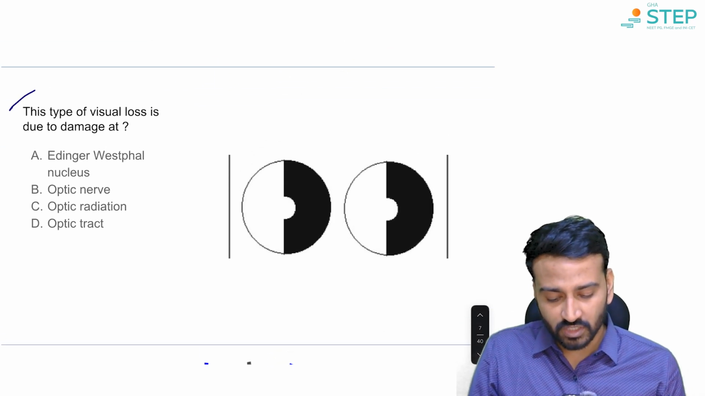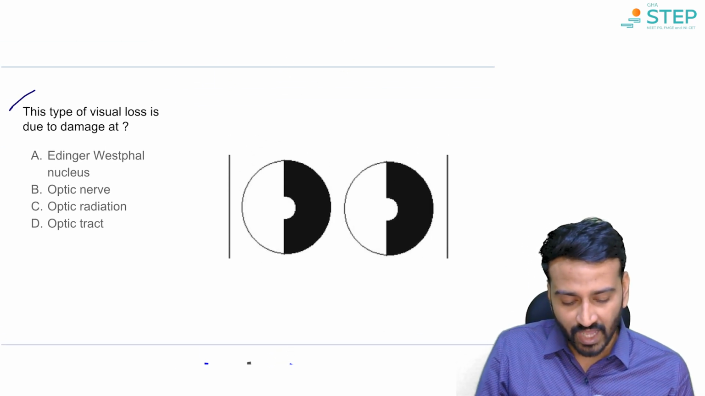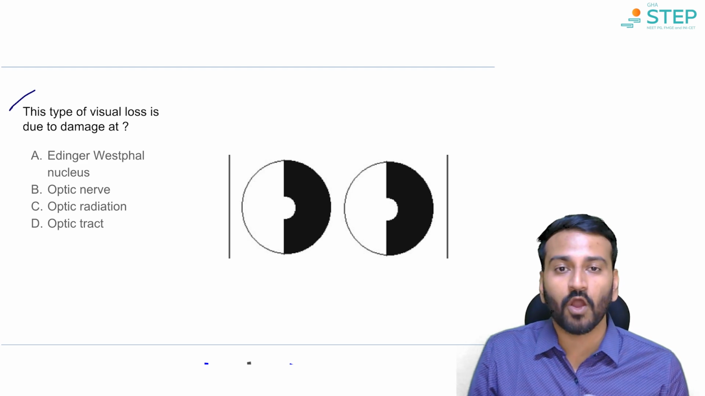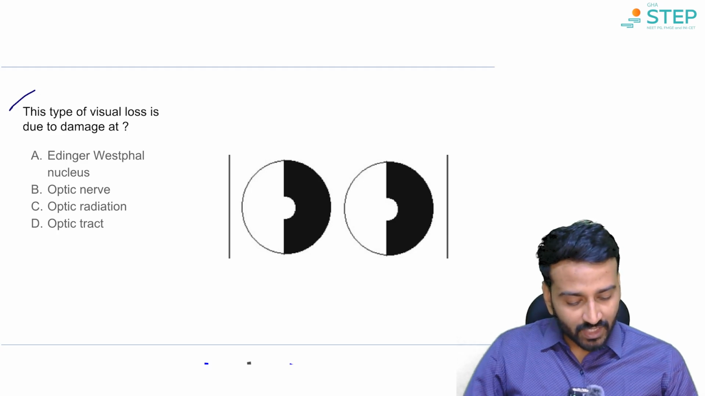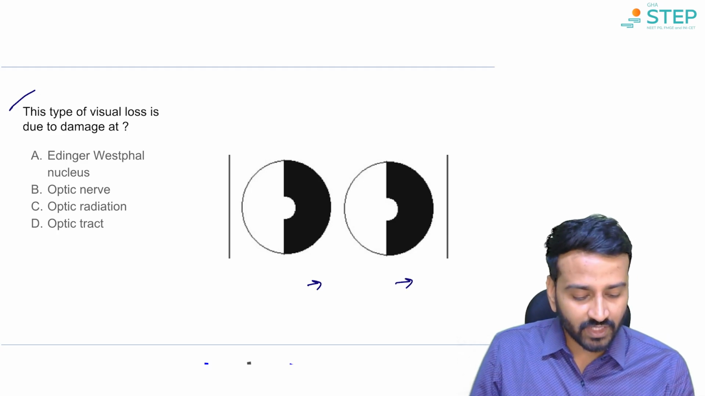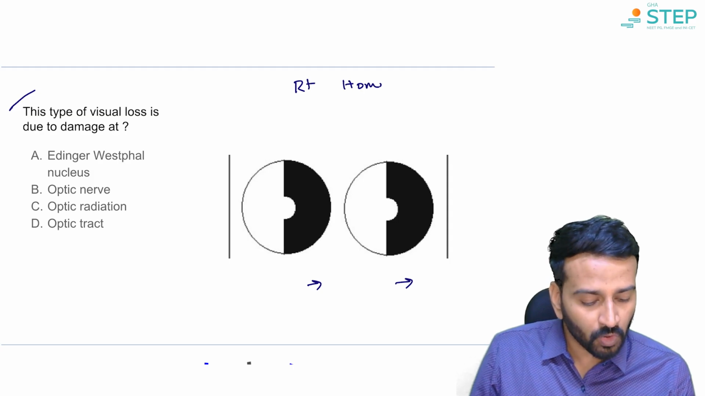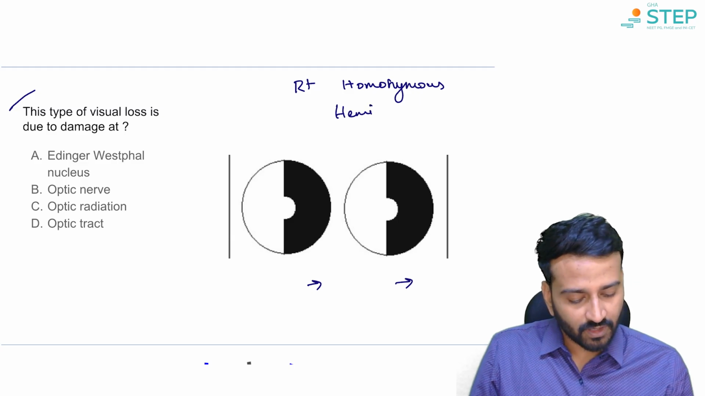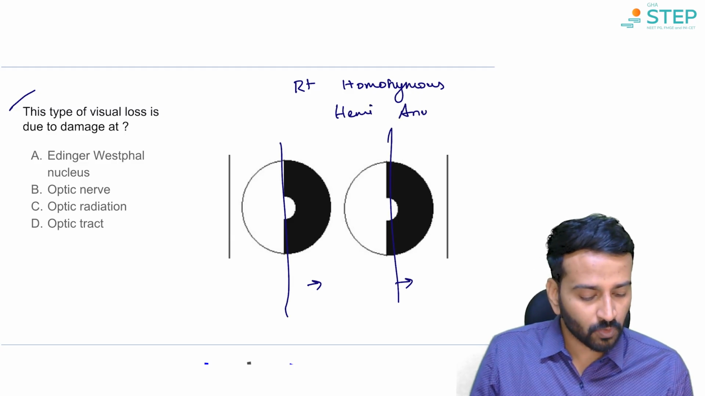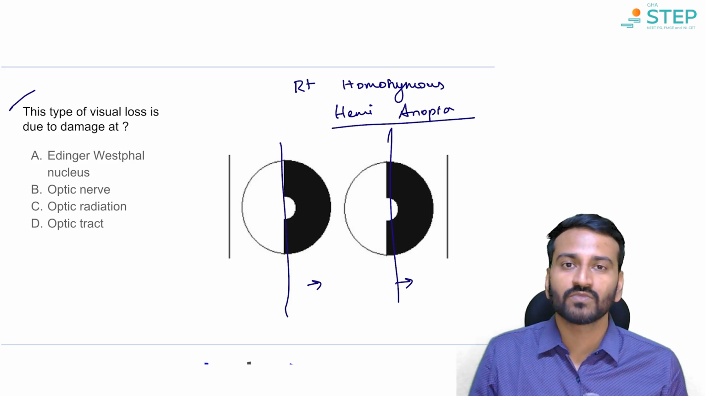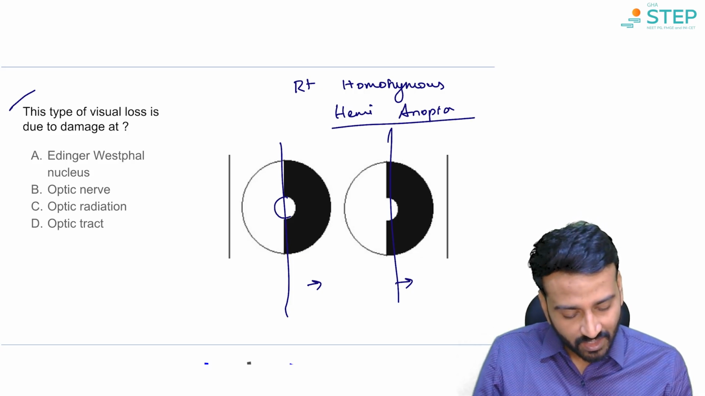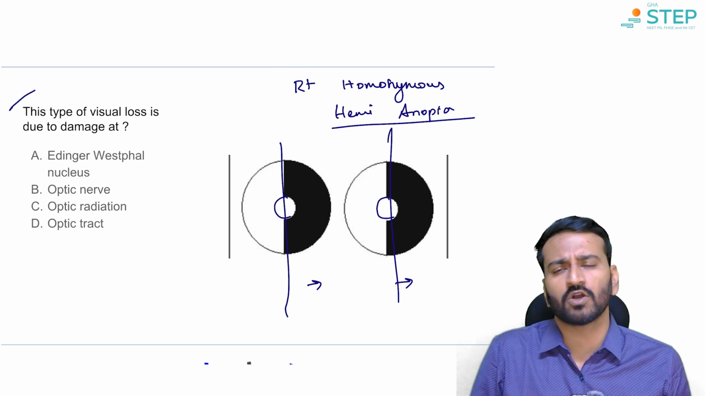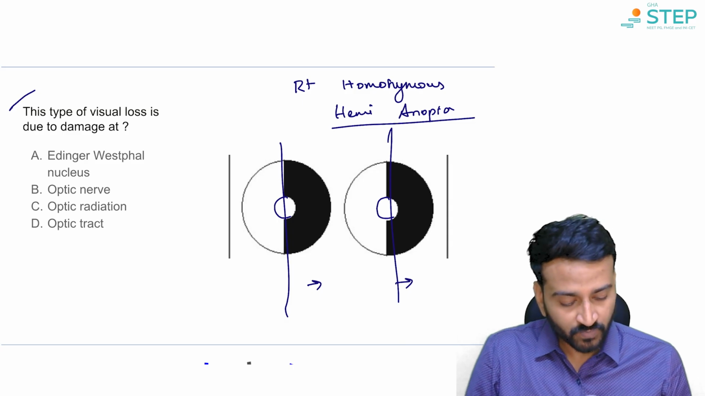Okay. What type of visual loss is due to damage? This type of visual loss is due to damage at what part of the optic pathway? We see here both are on the right side. It is right sided homonymous. That means similar. Hemi, half is gone. Hemianopia means you cannot see that side. But there is a central half circle and we are making it a full circle. Central sparing. The center of the retina, we can call it as macula. That means macular sparing. Okay.